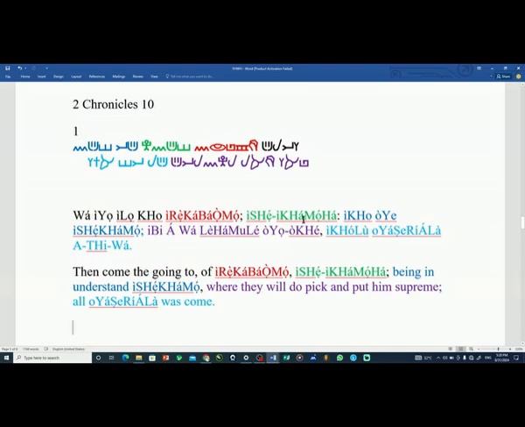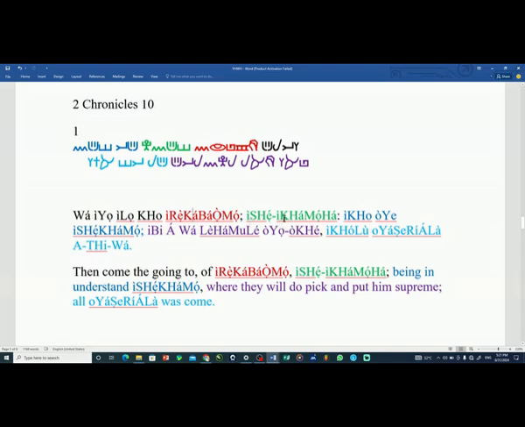Remember the way the ancient Hebrew used to write. They don't follow the normal English subject, verb, and then object. No. The action comes first, which is the verb first, then the subject, then the object. So now, wa iyo iloko is talking about a movement. Somebody moved towards something, and who did the movement? Ireka ba omo. And then the object, like the location, the place where he went, is Ishe Ikamoa.